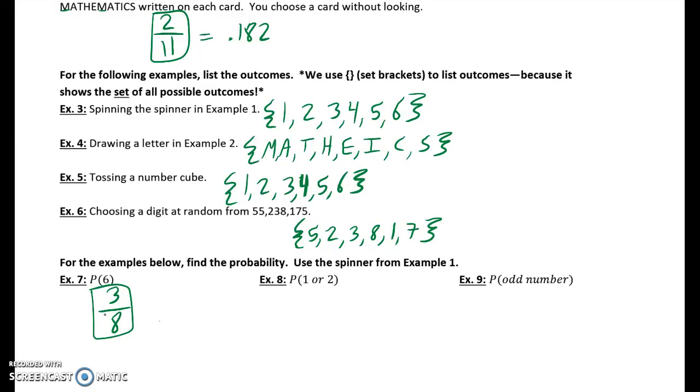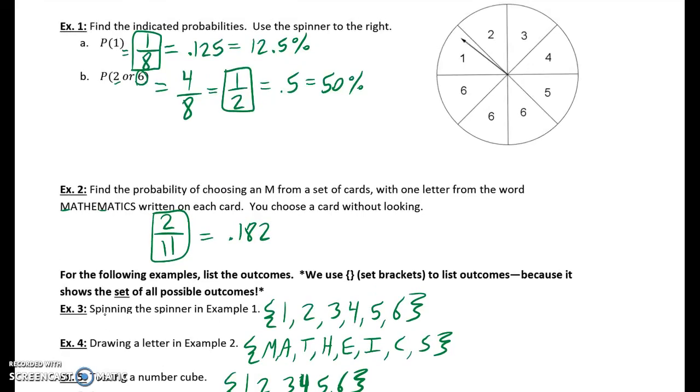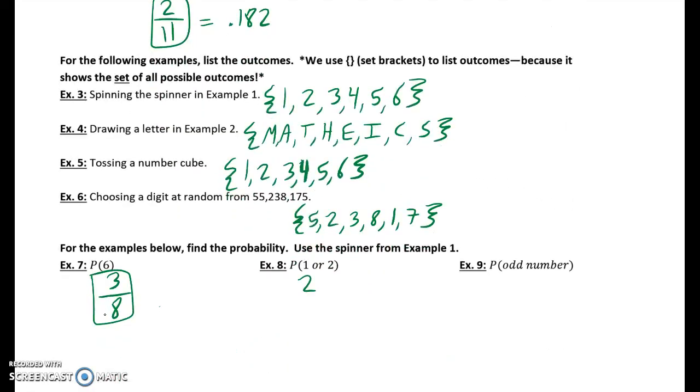How about the probability of 1 or 2? Well, remember, that can be a 1 or it can be a 2. It doesn't matter. Either way, I win. So there's 2 possible, successful outcomes out of 8. I'm going to reduce that fraction to a probability of 1/4.